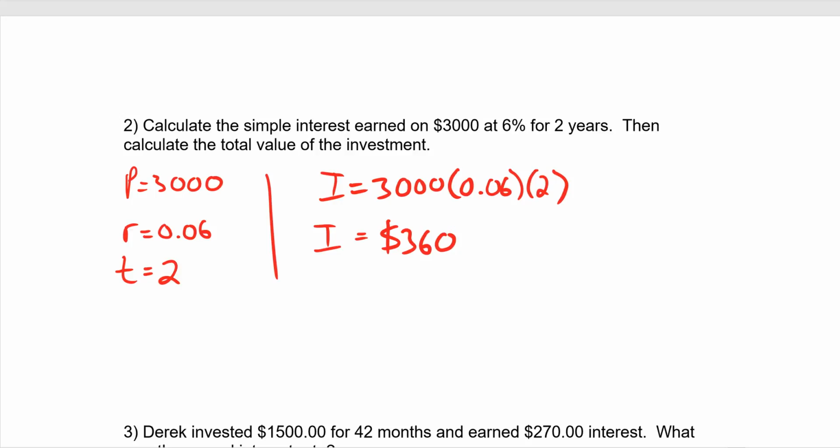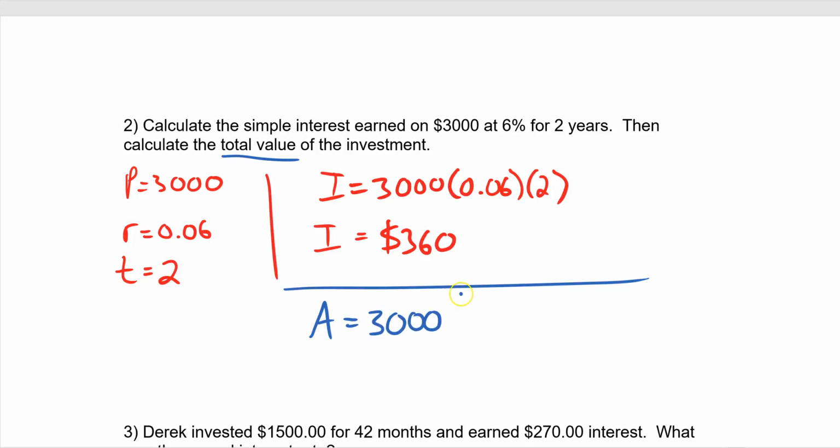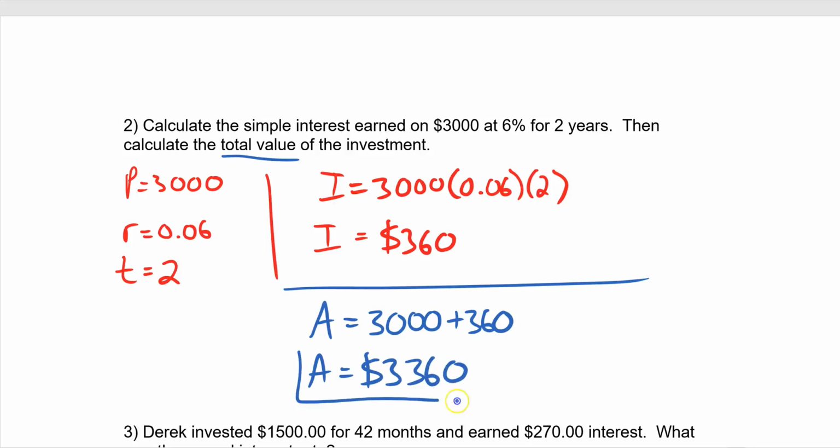Now, this is only the amount of interest, or the amount that will be added to the account. If we want to figure out the total value now of the investment, we're going to be using, later on in the unit as well, a capital A for the total value, or amount. So the total amount that you actually have is your $3,000 principal plus the $360 you just earned. So in total, you will have $3,360. That's our final answer.